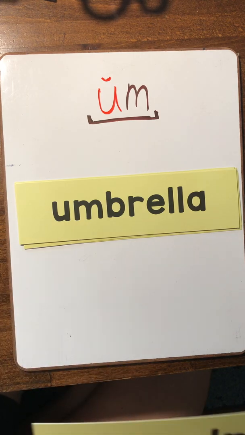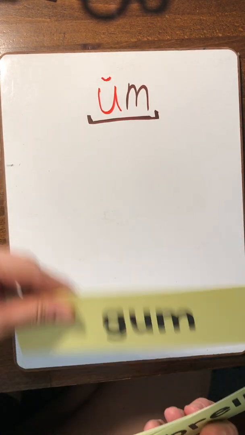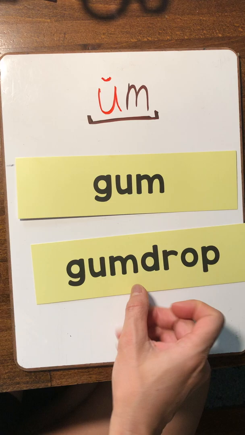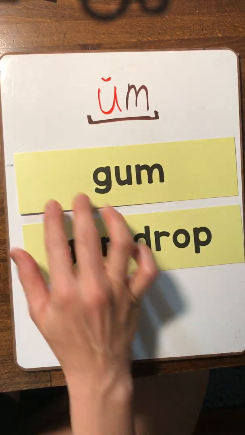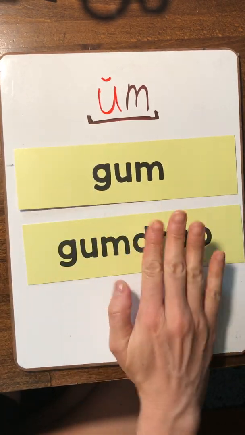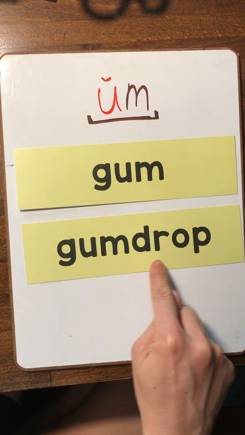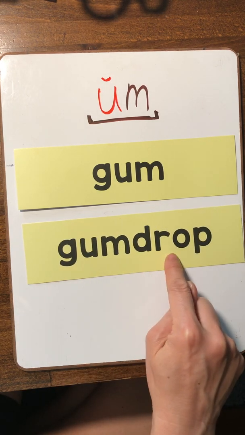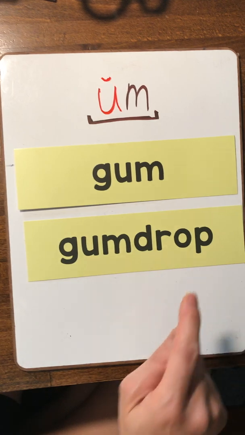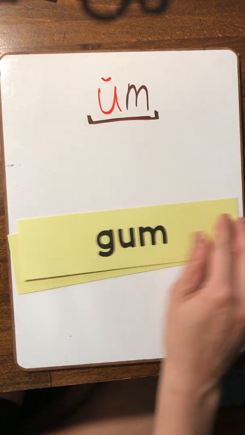How about this one? We read gum. How about this one? Gum. You see gum. DR says dr. Gumdrop. Type of candy, a gumdrop.